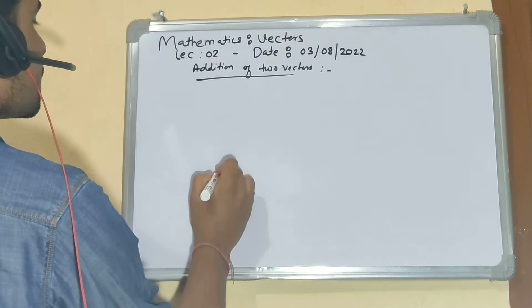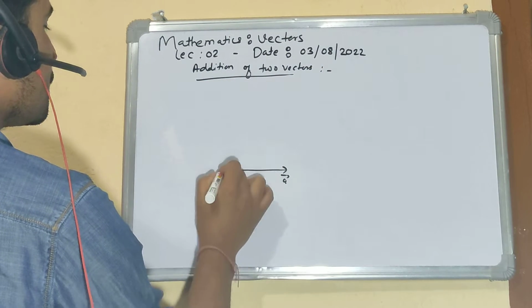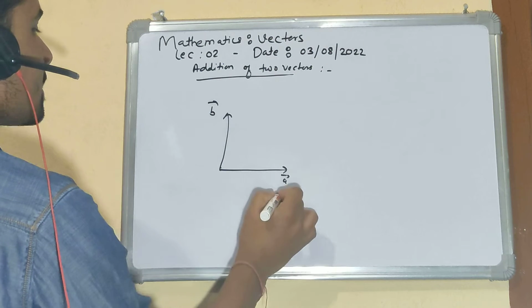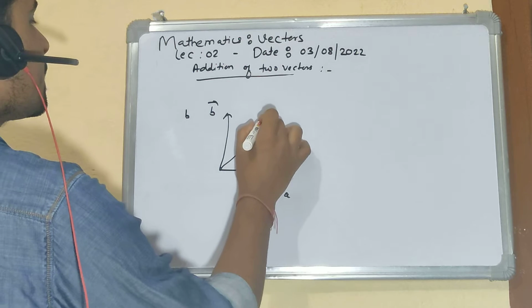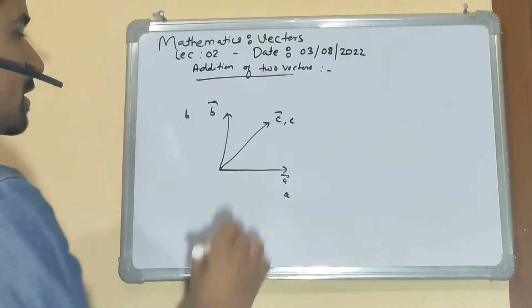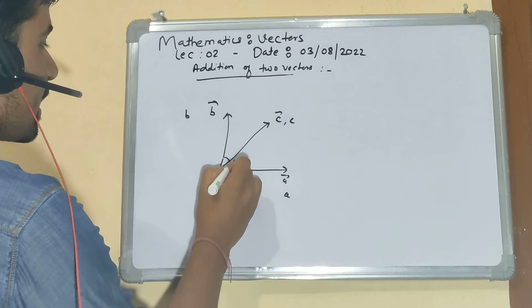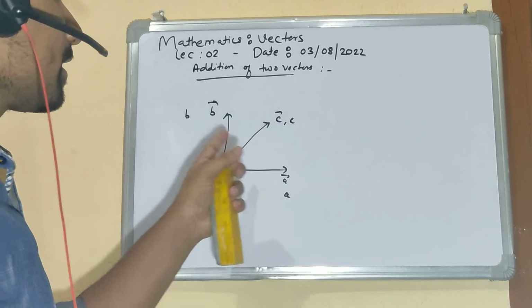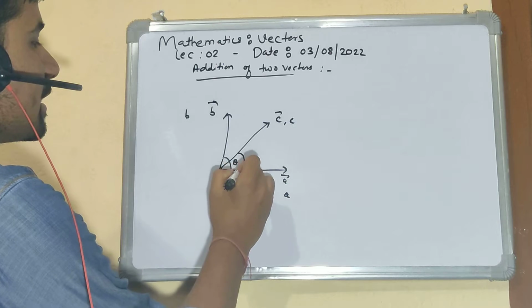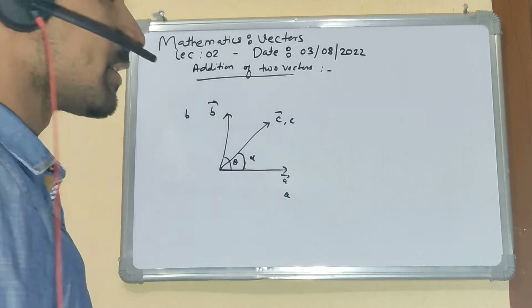So let's say there are two vectors, A vector and B vector. A vector has a magnitude of A, B vector has a magnitude of B, and C vector is my resultant vector, which has a magnitude of C. Theta is the angle between A vector and B vector. We need to find the resultant vector and the angle at which it is inclined to one of the vectors.